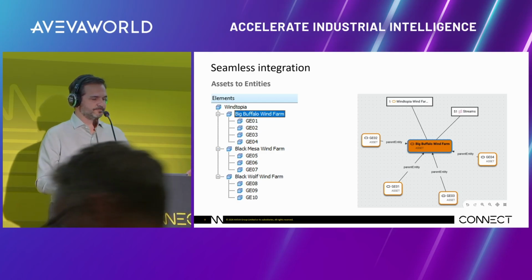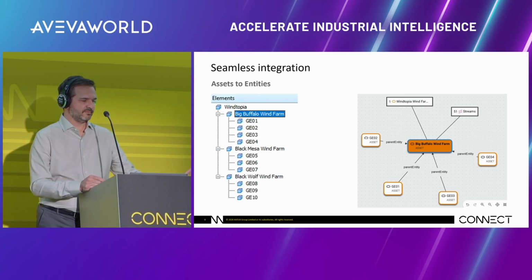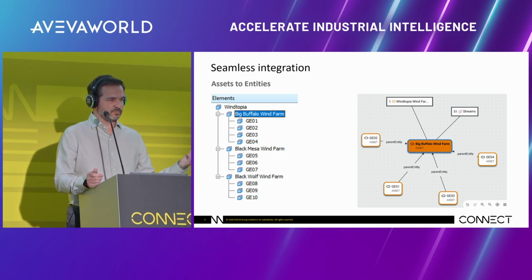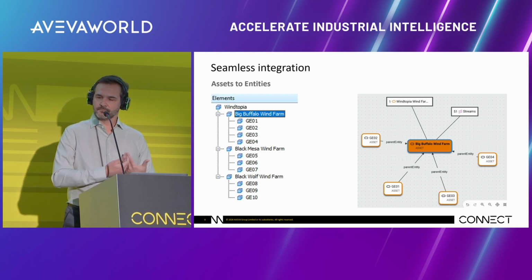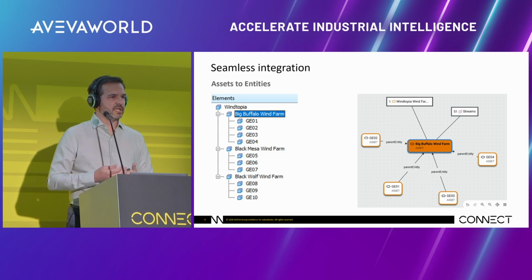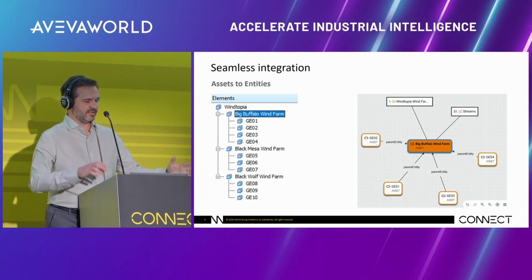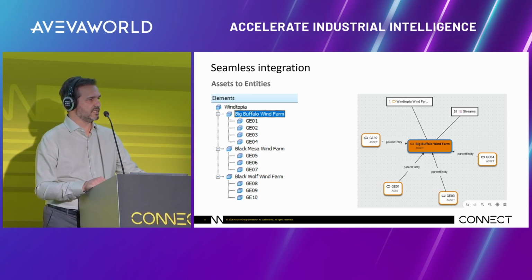Another thing is we have spent a lot of time building our assets and our AF elements and attributes and all those things. This is not going to be lost. This can be actually sent to Connect, and we can visualize them in a very nice way, like in a nice graph, as we see here.